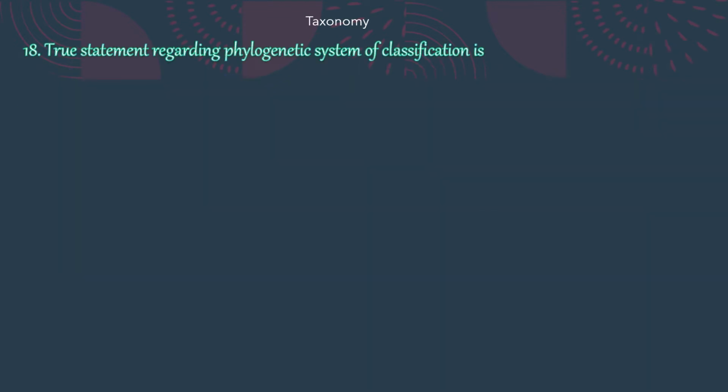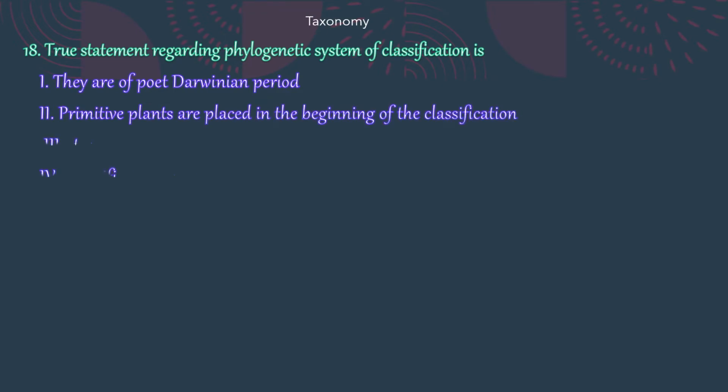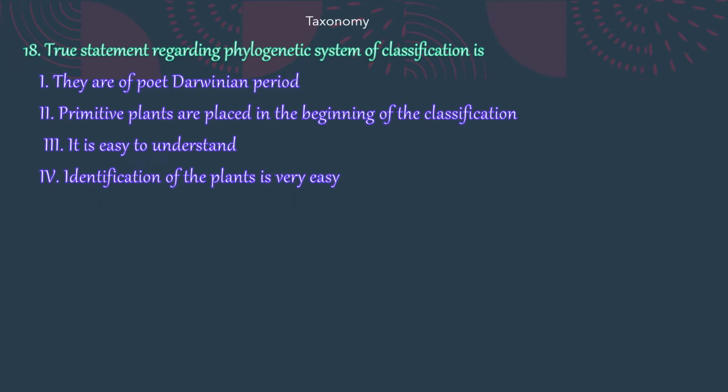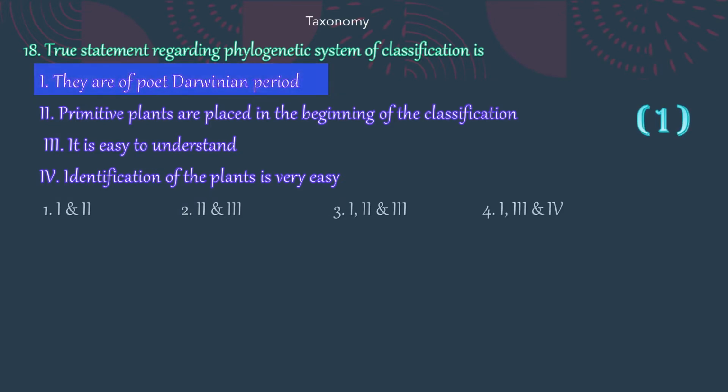True statement regarding phylogenetic system of classification is: option 1, post-Darwin period; primitive plants are placed in the beginning of the classification; option 3, it is easy to understand; option 4, identification of the plants is very easy. Now the options: option 1, 1 and 2; option 2, 2 and 3; option 3, 1, 2 and 3; option 4, 1, 3 and 4. Now the answer is 1 and 2.